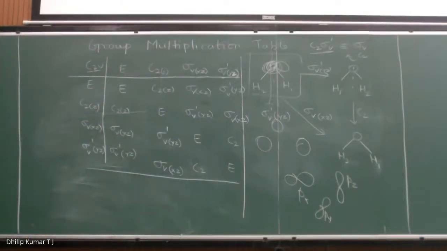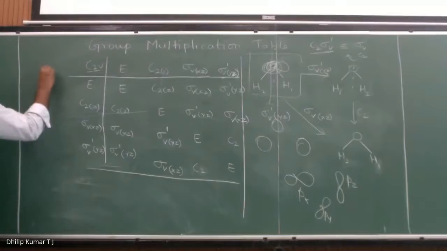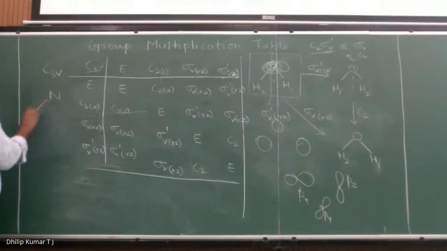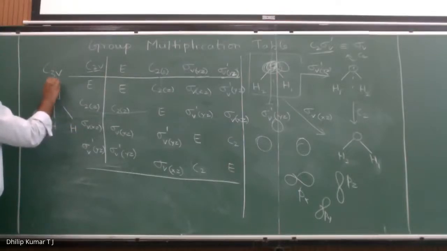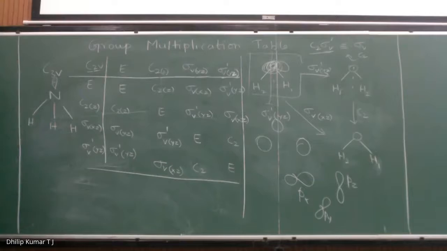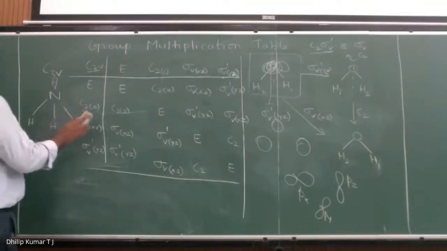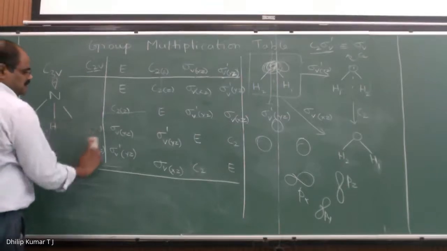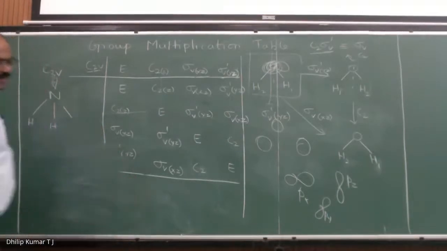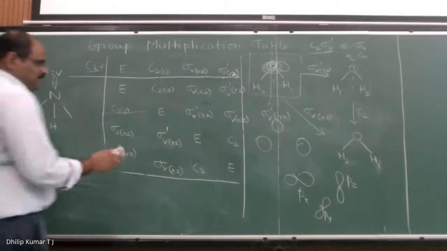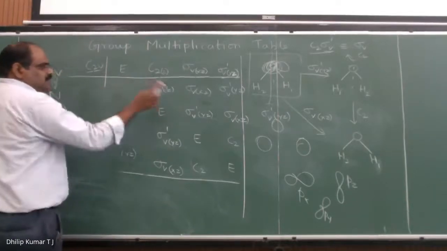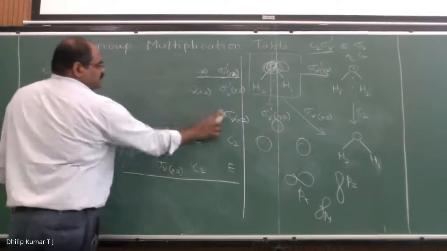So now you please work it out. C3V, ammonia is the best example. H, and there is a lone pair. So it's all symmetric. You consider all atoms as spheres, and then work it out for C3V. Any other question in this? This is a very important property because when we build up the character table, this becomes very handy. This multiplication table, that's why we are spending a lot of time on this.